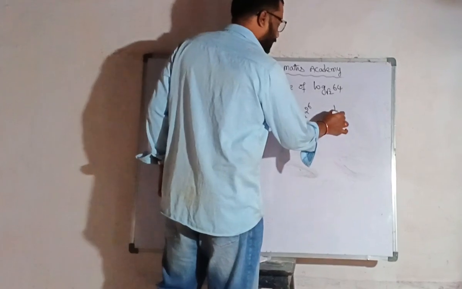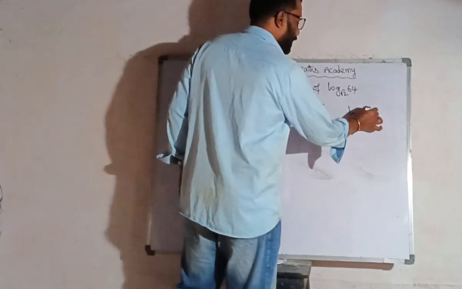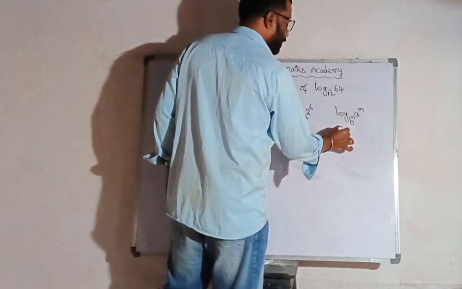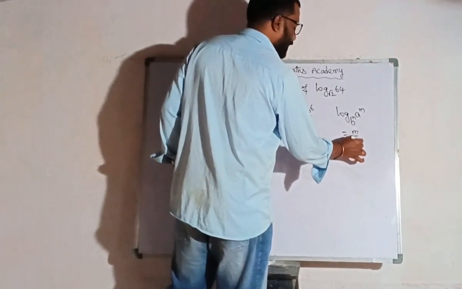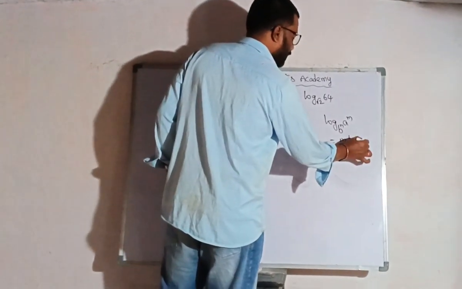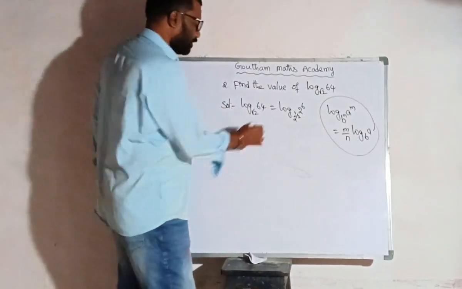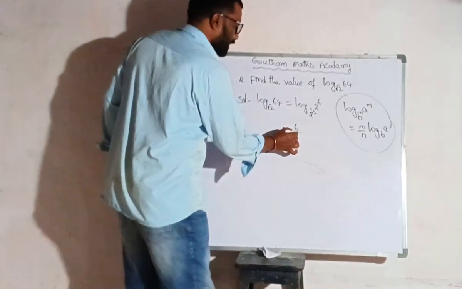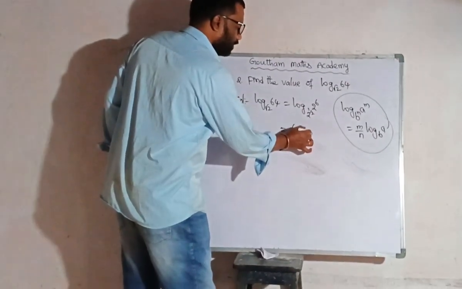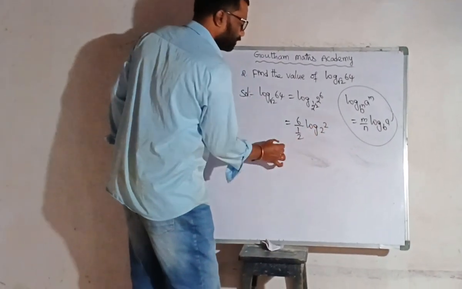So it is the same as the fundamental: log a power m base b power n is equal to m by n log a base b. So it can be written as 6 by 1 by 2 log 2 base 2.